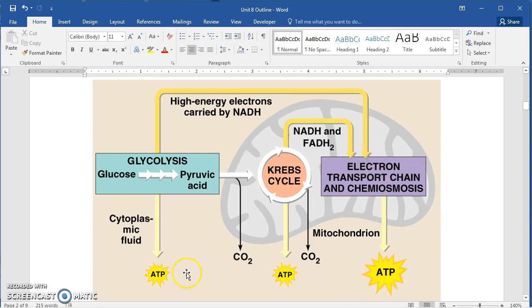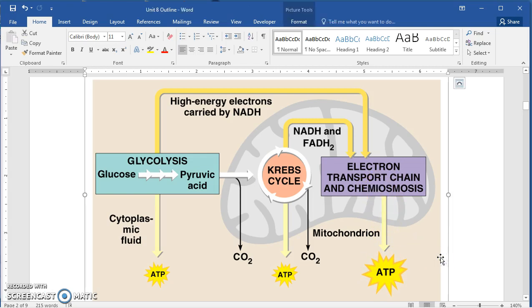So it's a little bit subtle, but these ATPs in the little starburst represent lesser amounts of ATP. The bigger starburst, more ATP. And this is where most of the ATP, adenosine triphosphate, is produced in the cell, in the electron transport chain. That's important to remember.